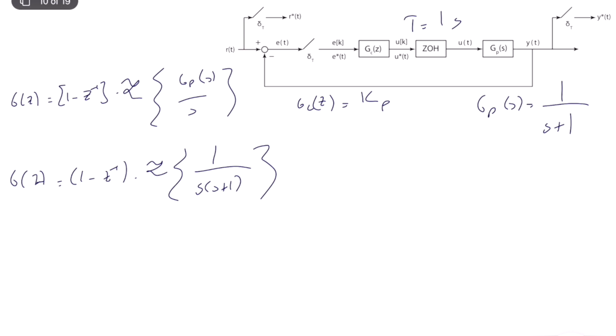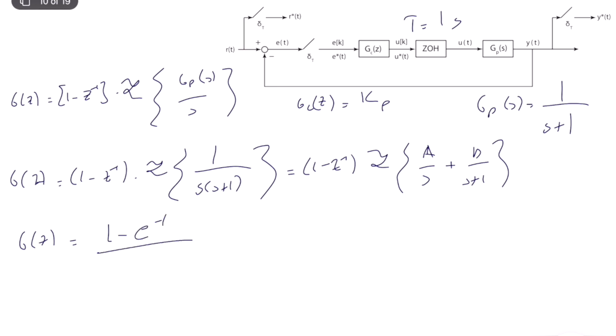Okay, so what we need to do is first partial fraction expansion. Okay, and it will be like this: Z to the minus 1, Z transform of A over S plus B over S plus 1. You need to compute A and B, and then you need to look at the Z transform and Laplace transform tables, and you will see that G of Z will be equal to 1 minus e to the power minus 1 divided by Z minus e to the power minus 1.